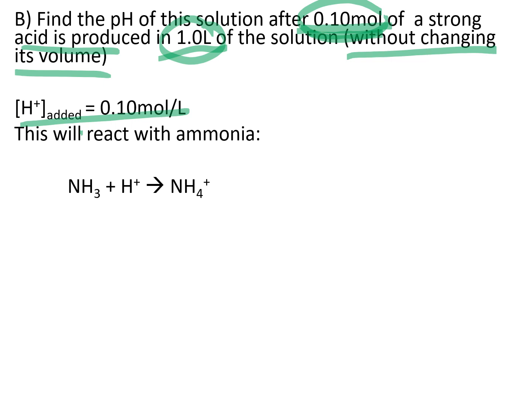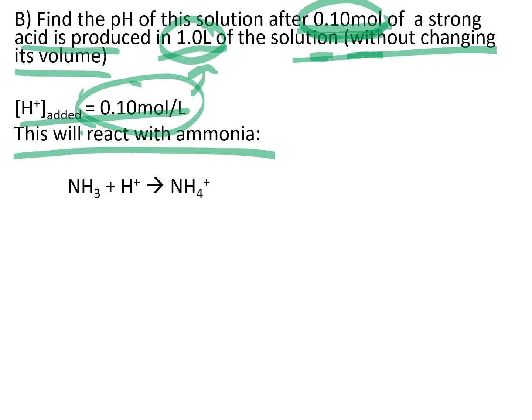And again, being in 1 liter, we know it's 0.1 here, that's its concentration. We could say, okay, without the buffer, we could just find the pH of 0.1 moles per liter of hydrogen ions, and that would give us an incredibly low pH. But thankfully, this is in a buffer system.